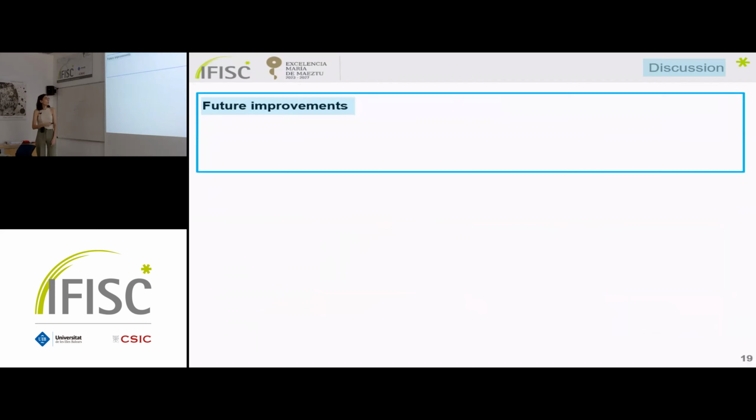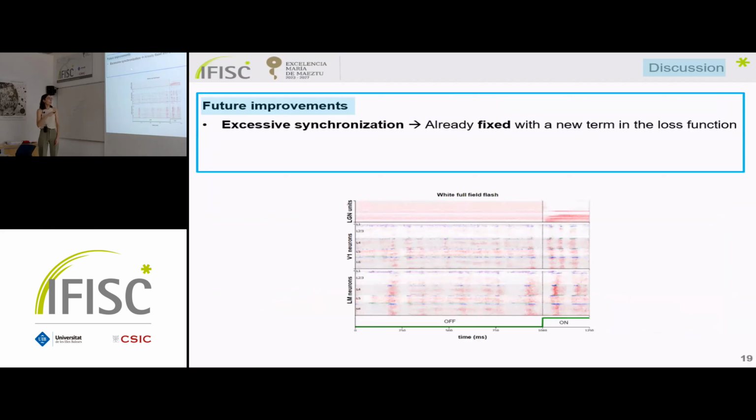Finally, some future improvements might be to fix the excessive synchronization of the model. By the time I did the project, this was still a problem, but in the past few days, this has been solved by adding a new term in the loss function that penalizes excessive synchronization.